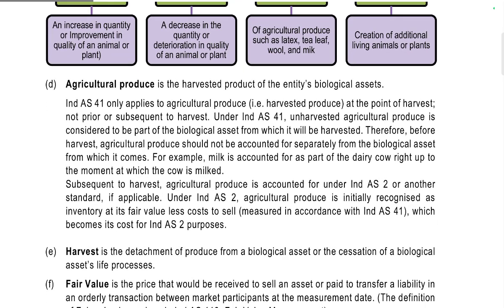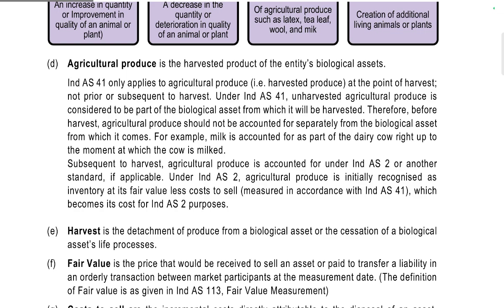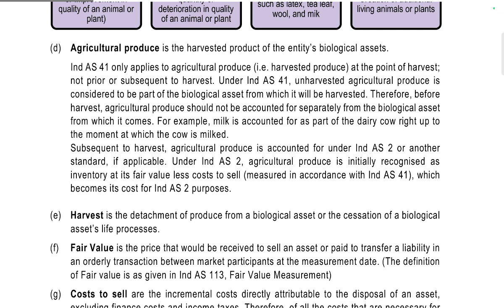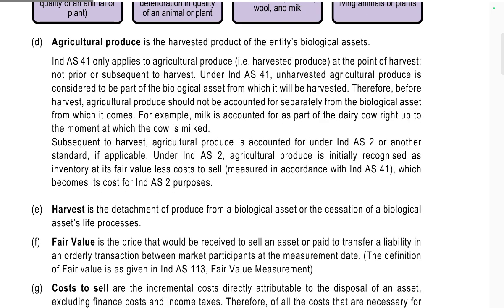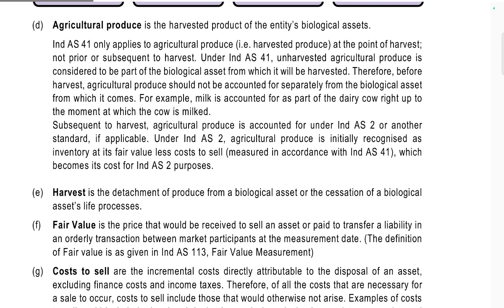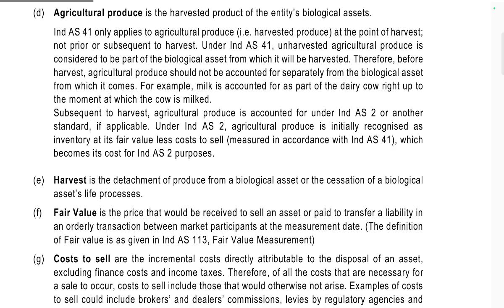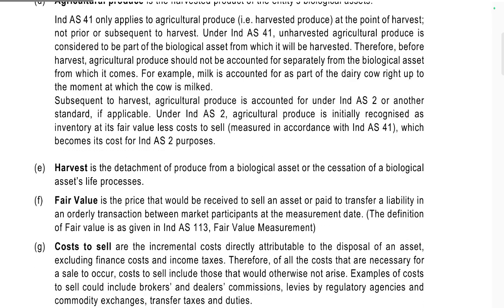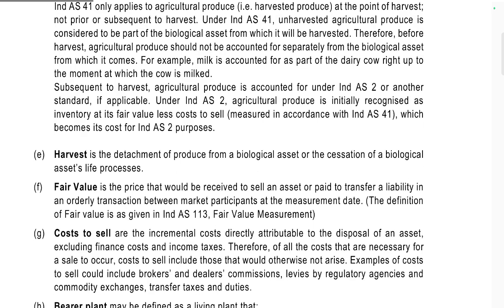Agriculture produce is the harvested product of the entity's biological assets. Ind AS 41 only applies to agricultural produce at the point of harvest, not to the point subsequent to harvest. Under Ind AS 41, unharvested agricultural produce is considered as a part of the biological asset from which it is harvested. Therefore, the agricultural produce should not be accounted for separately from the biological asset from which it comes. For example, milk is accounted for as a part of the dairy cow until the cow is milked and the milk is subsequently harvested.